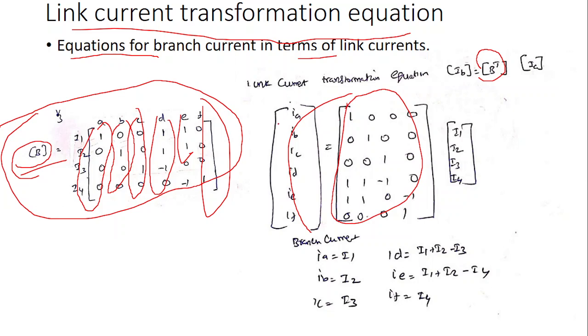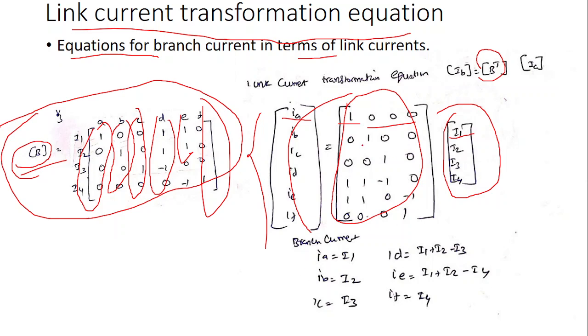On the left hand side, I will write all the branch currents, IA to IF. On the right hand side, we are writing the link currents, I1, I2, I3, I4. Now just write this as an equation. IA equal to 1 times I1. That's all. Remaining all are zeros.